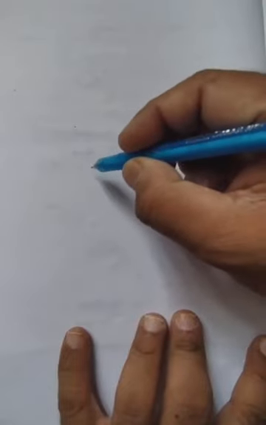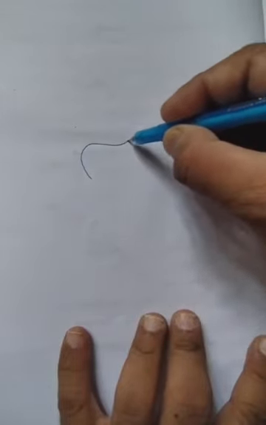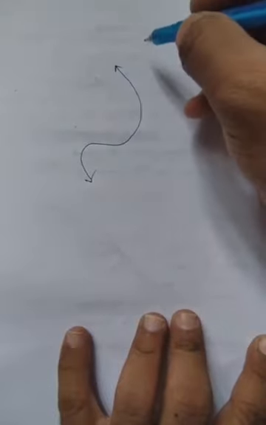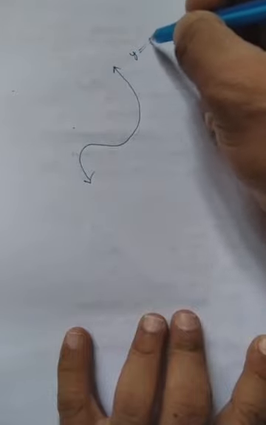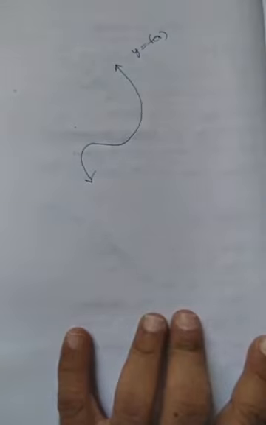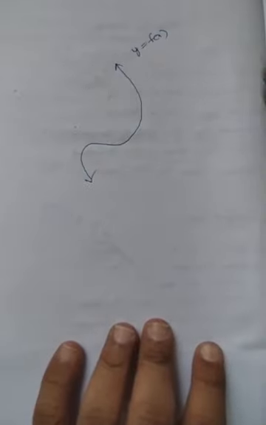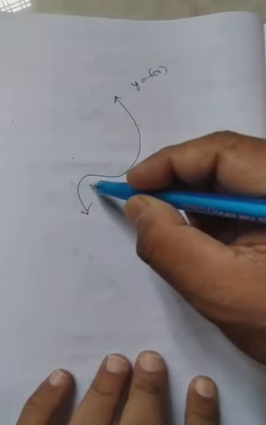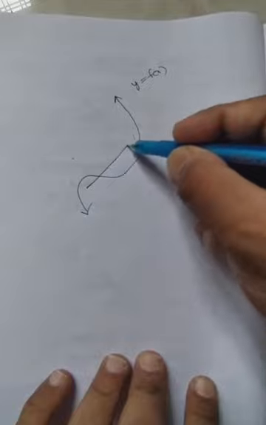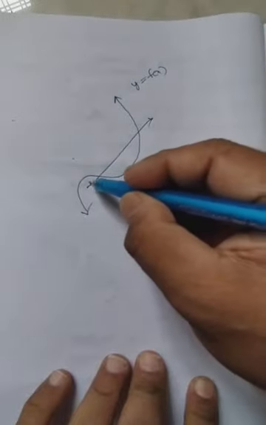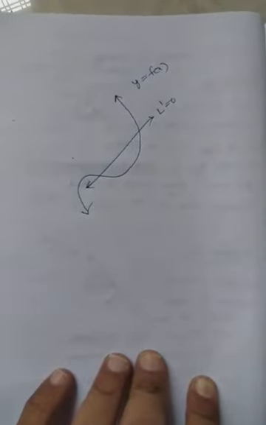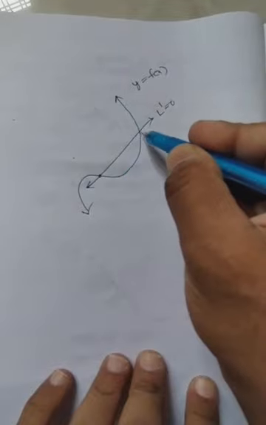Now, how does the secant line change into a tangent line? Let us discuss this topic now. We have a curve like this, y = f(x). This line, suppose L' = 0, is which line? The secant line.